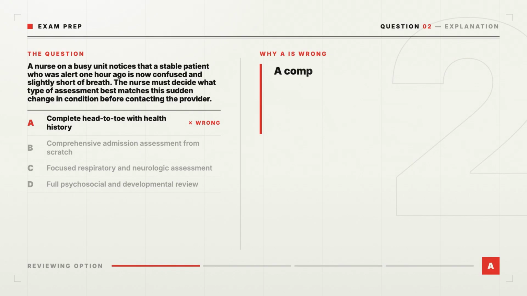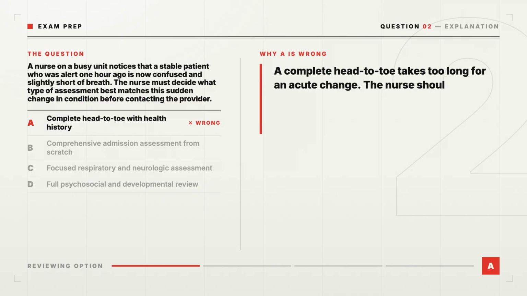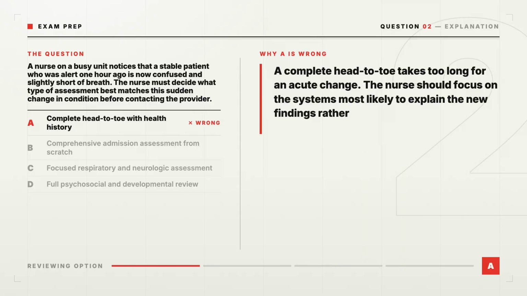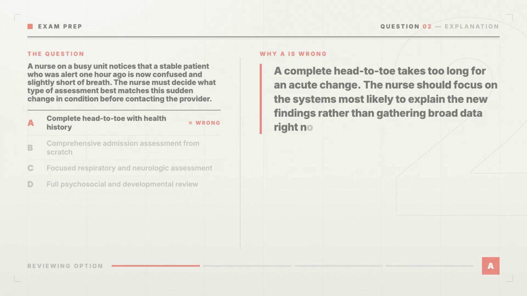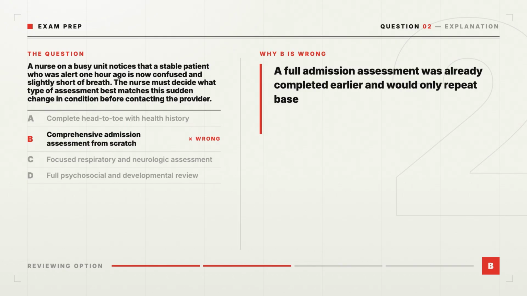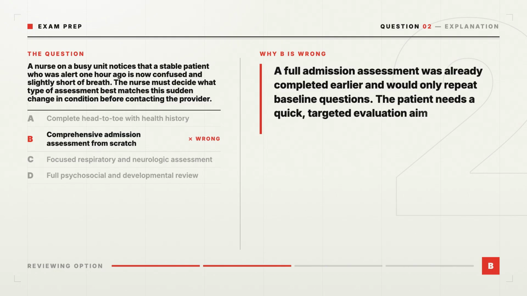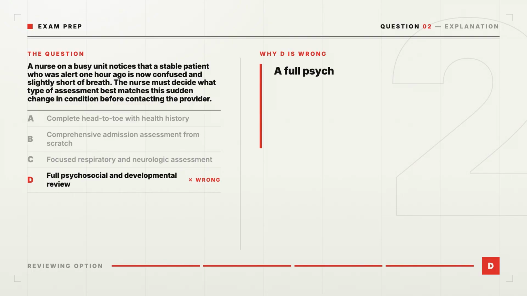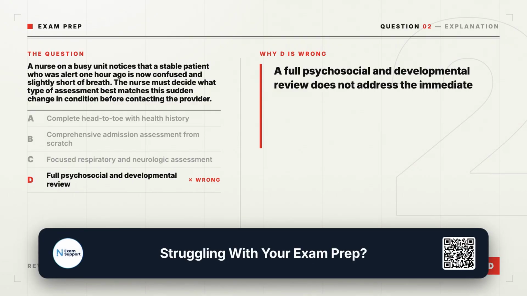A is wrong because a complete head to toe takes too long for an acute change. The nurse should focus on the systems most likely to explain the new findings rather than gathering broad data right now. B is wrong because a full admission assessment was already completed earlier and would only repeat baseline questions. The patient needs a quick targeted evaluation aimed at the present cluster of new symptoms. D is wrong because a full psychosocial and developmental review does not address the immediate physiologic concern.